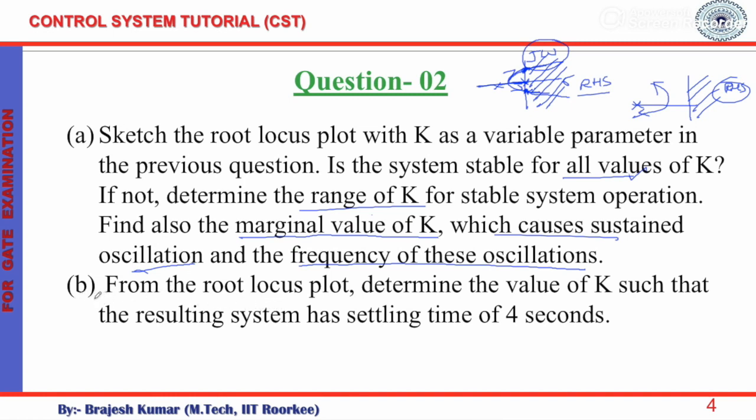Try it. Part B is that from the root locus plot, determine the value of k such that the resulting system has a settling time of 4 seconds. So recall the formula for settling time and try to find this value of k.